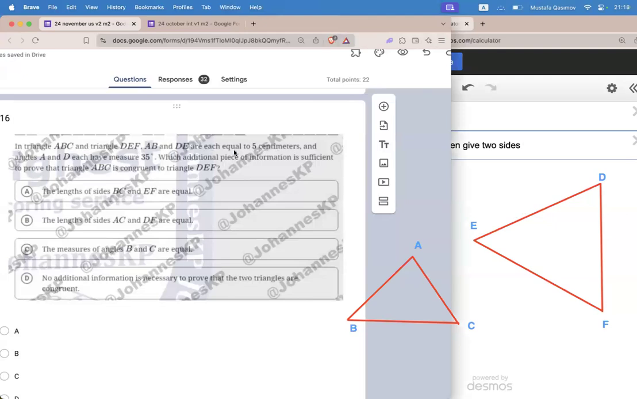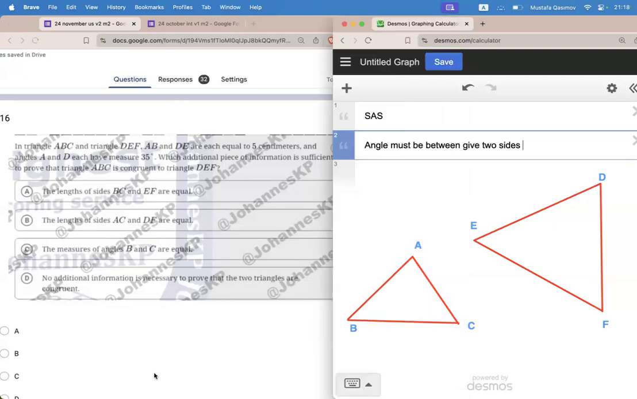Now the question says AB and DE are each equal to 5 centimeters. AB and DE, both of them are 5. Let's write it: it is 5, it is also 5. Then it says that angles A and D are 35. That one is 35, and this one is also 35.